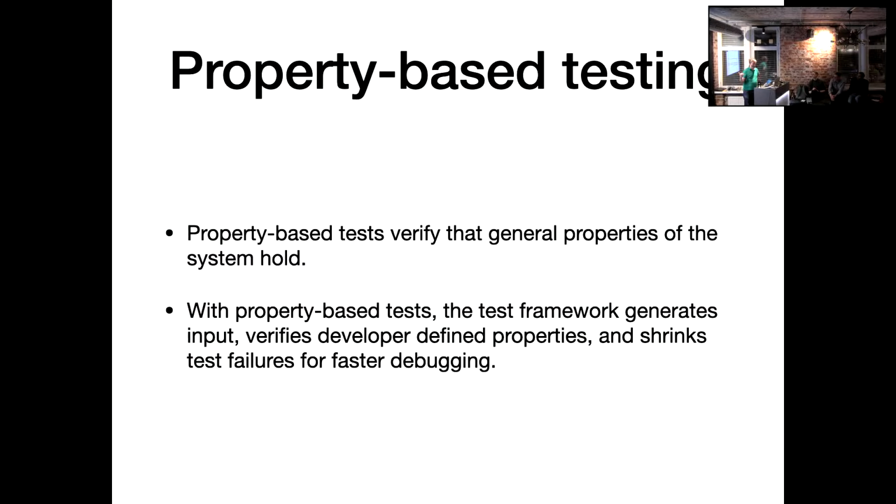So the test framework itself generates the inputs and verifies these developer-defined properties. And actually, a lot of these frameworks that do property-based testing, like QuickCheck, for example, shrink the test failure case for faster debugging. So they will find something, and they basically randomize inputs, and then once they discover something, they shrink it to sort of minimize the reproduction, right?